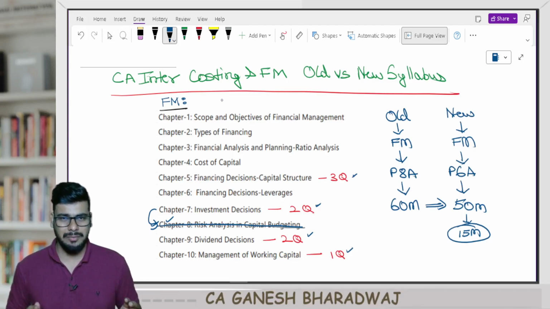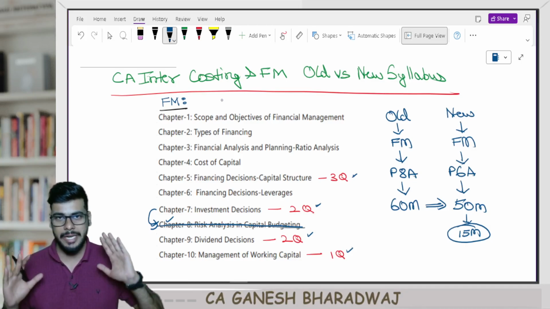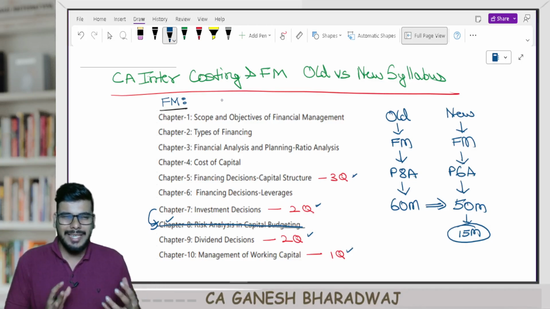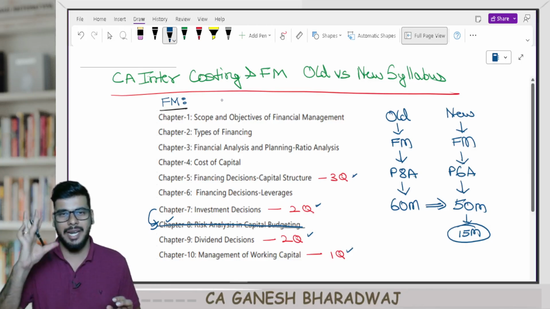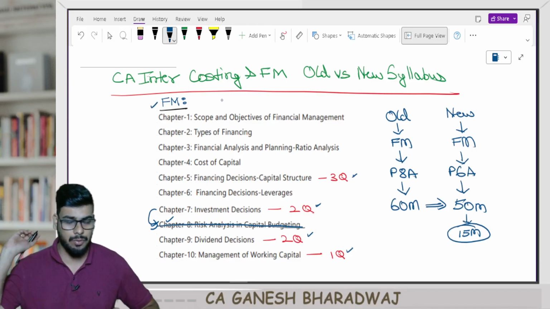It is preferable because now MCQs are also there, and at the end of every chapter they have added some MCQ questions. So I would suggest that it is preferable for you to use the new syllabus institute study material. As for the old syllabus study material, it's better not to use it because there have been some reductions, deletions and additions. So better follow the new syllabus study material. Are you clear with this?